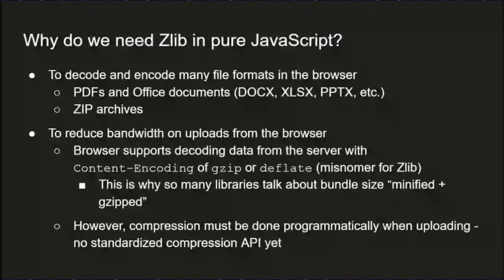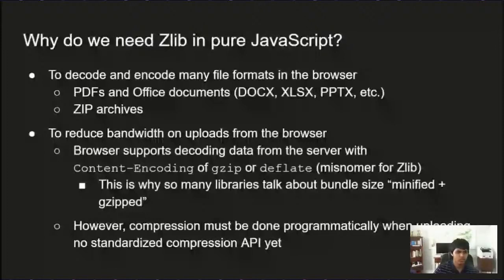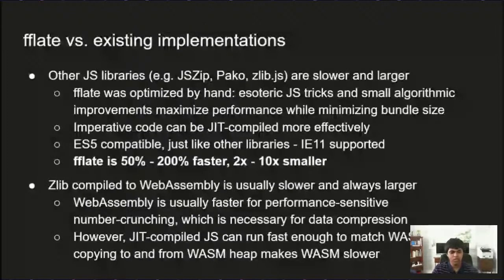So now I'm going to discuss why fflate was developed in the first place, why it's necessary versus all the other implementations that already exist. If you look at the existing libraries, you may have heard of some of these, like JSZip and Pako, which are particularly popular because they have millions of monthly downloads, but they actually turn out to be slower and larger than fflate for almost all use cases.